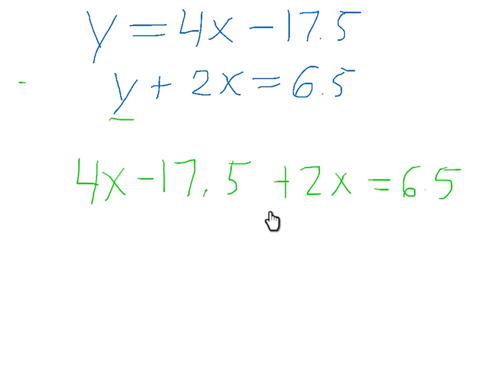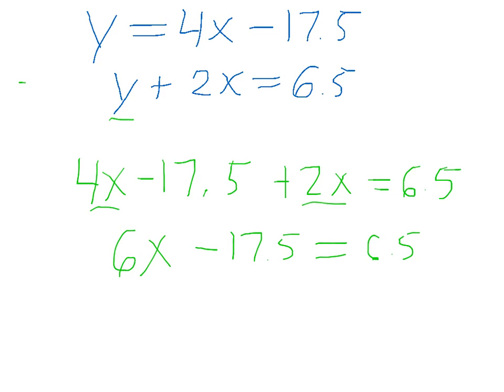Now, if I look, I don't have two variables anymore. I just have one variable, x. There's no y in this equation. So now I can solve this just using traditional algebra. 4x and 2x equals 6x minus 17 equals 6.5. I can add 17 to both sides, and I would get 6x equals 24. And then if I divide both sides by 6, I will get that x equals 4.